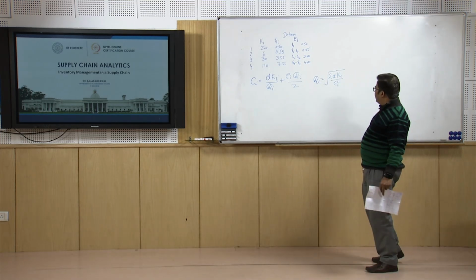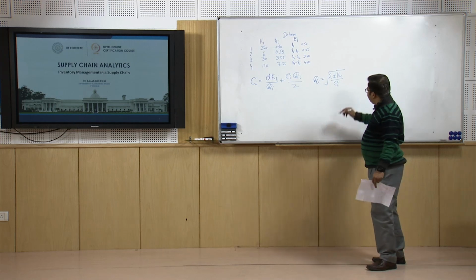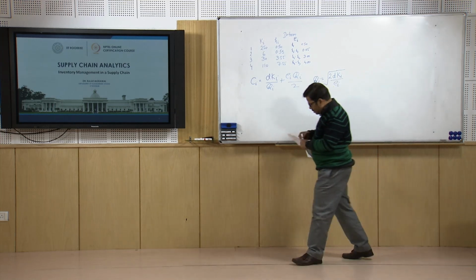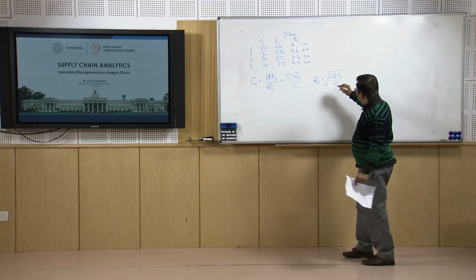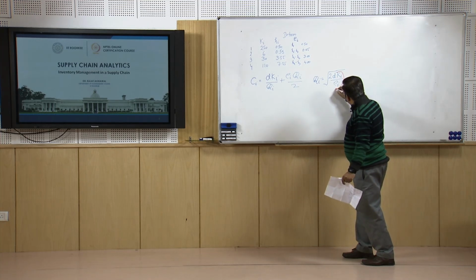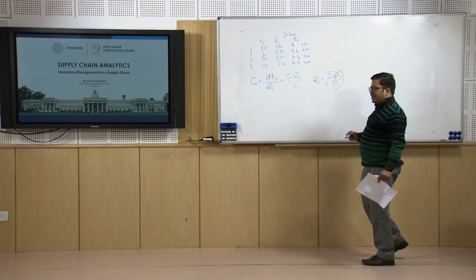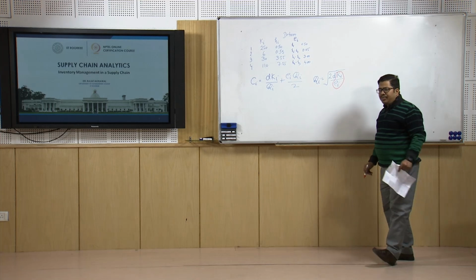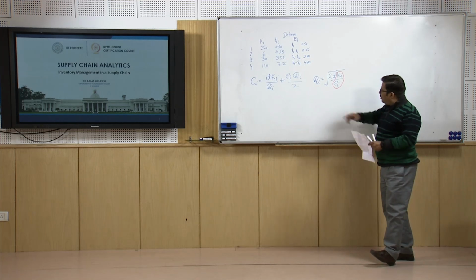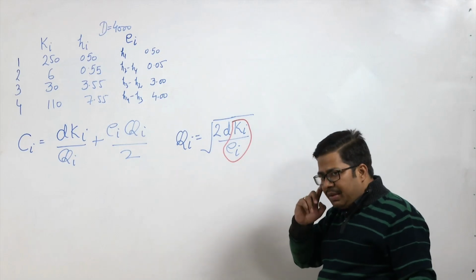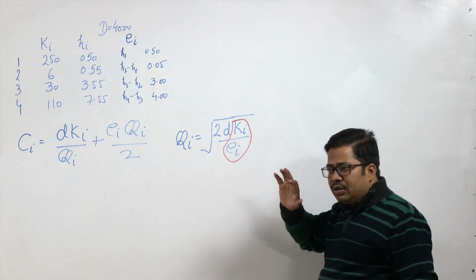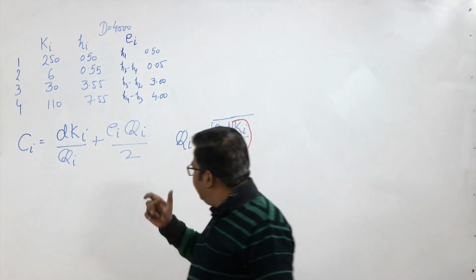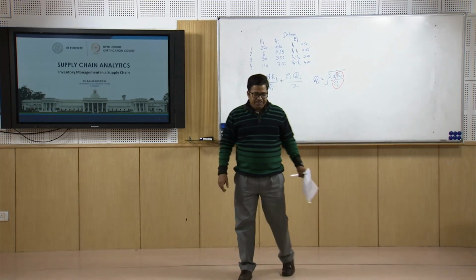Now in this formula there is a term which is very important for us in further calculation. This is Ki upon Ei. The value of Qi will depend on the ratio of K upon E. The ratio of K upon E will determine the value of Q.